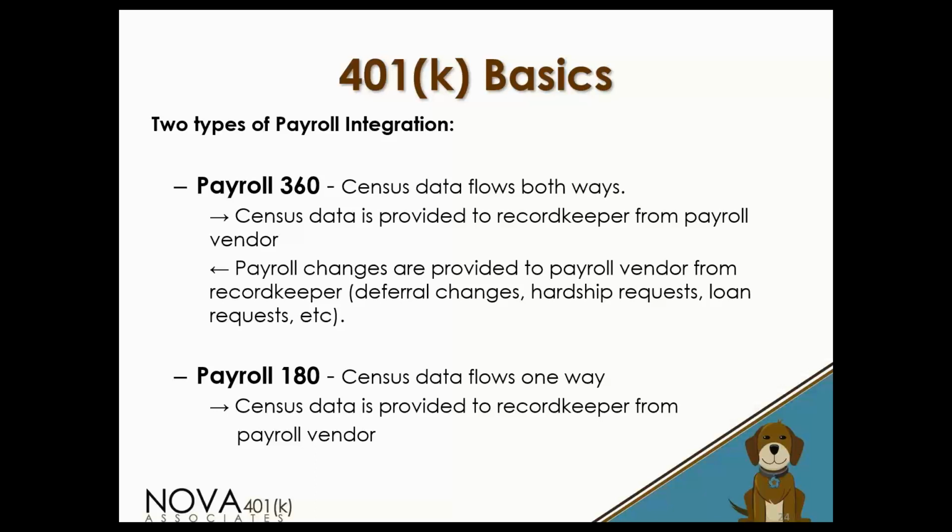The best type, I would say, which is the most hands-off for you as a plan sponsor, would be payroll 360. And that's when the census data flows both ways. So your payroll provider will provide the record keeper with the information from each payroll. And then in turn, the record keeper will provide your payroll provider with updates that they received on their website, like deferral changes, hardship withdrawal requests, or loan requests, so that the payroll provider would know to make deferral changes or to start loan payments.